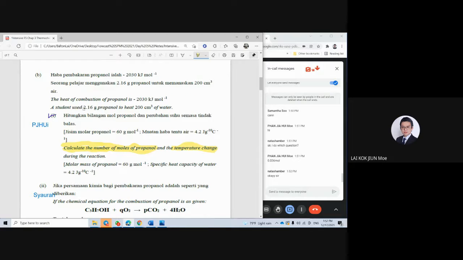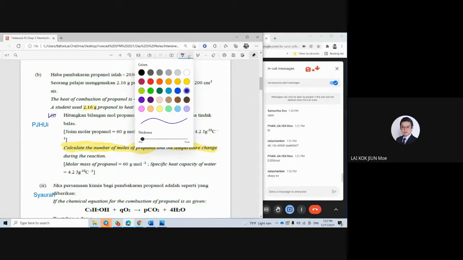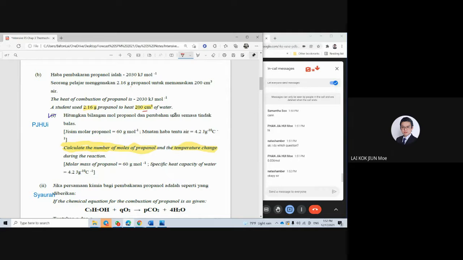Because Jia Hui, you have this info, very important, 2.16. Jia Hui, you have 200 cm. So Jia Hui, 200 cm represent what? Can you tell us? In the formula, Jia Hui, you know that Q equal to MC delta, right? You are calculating about the heat, right? Q is a heat.